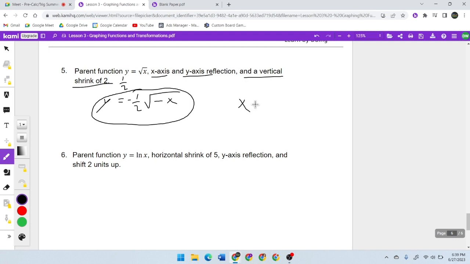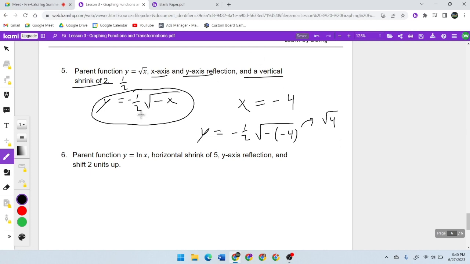So let me give you an example of a number that will work. x equals -4. When I plug in -4, you'll notice this is fine because it's a double negative. So this is actually the square root of +4, which we know is 2. So in other words, what this is saying is only the negative values of x will work for this function.